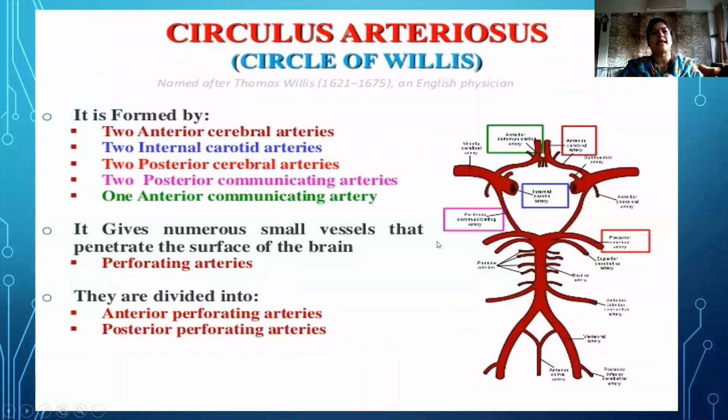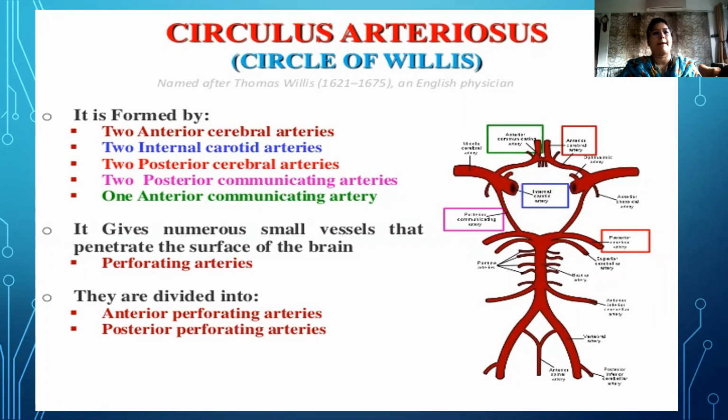Now, what is circle of Willis? The other synonym for circle of Willis is also circulus arteriosus. Please mention this in brackets. Now, this was named after Thomas Willis, 1621 to 1675, an English physician who coined this word. Now, let us see how this circle of Willis is formed.